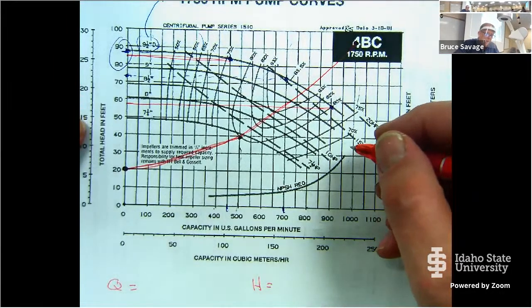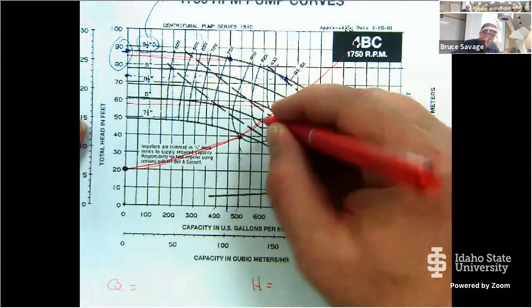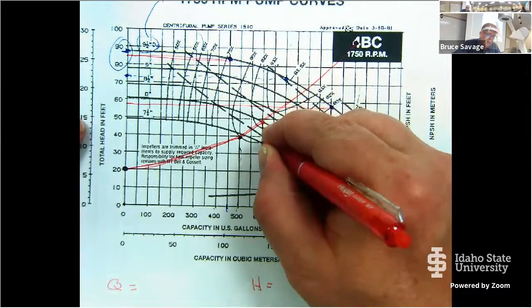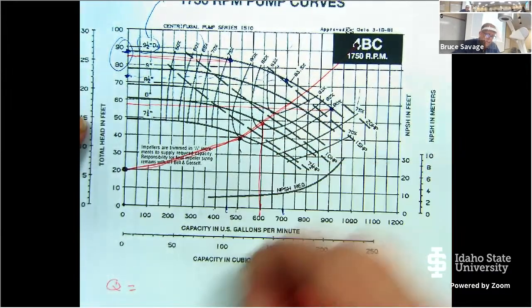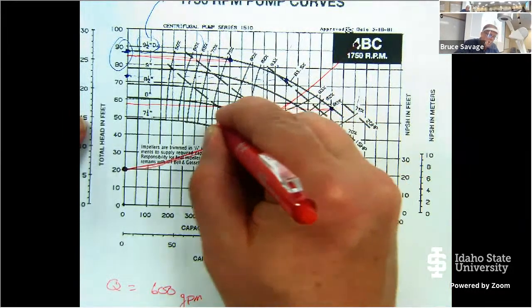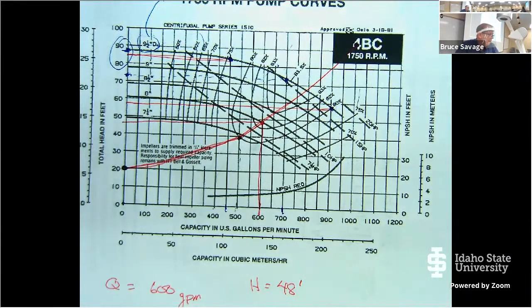Okay. So we're going to see that the 8-inch is right here, comes over pretty close, depending on how we draw that curve, but let's call that 600. Good, I like that. So flow rate 600. And what is the head? About 48 feet. We come straight across here, and H is equal to 48 feet. That's where our system's going to operate using this pump.